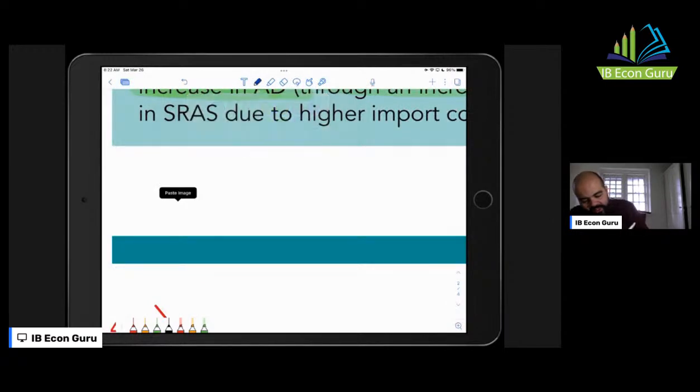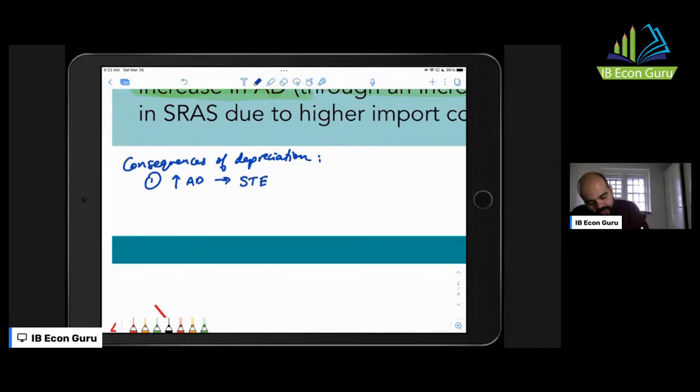Just so that you can see. So consequences of depreciation. These are all possible consequences. Okay. Number one, increase in AD, which means short-term economic growth plus increase in employment. So more jobs created in export industries.